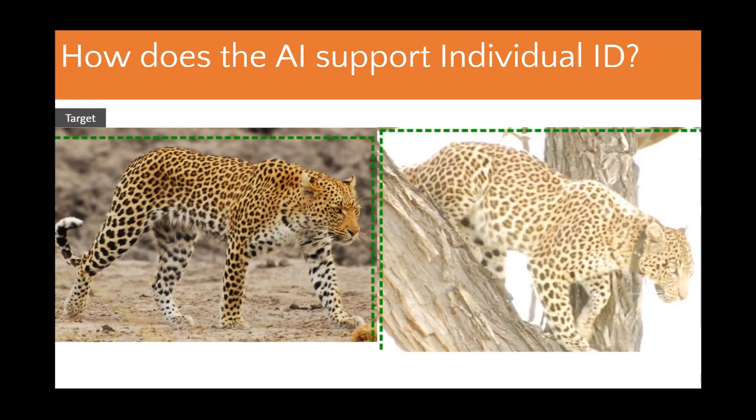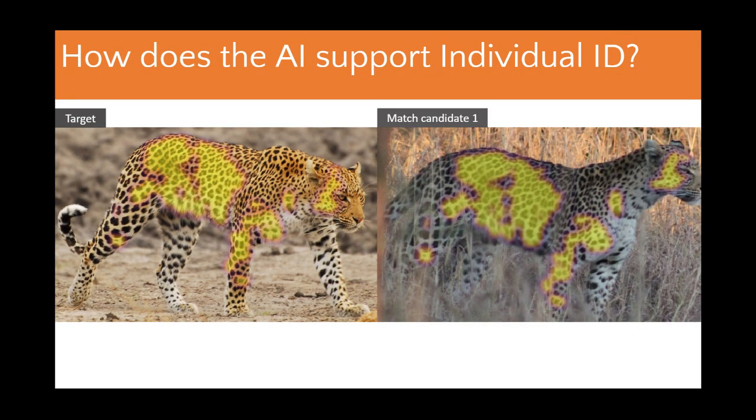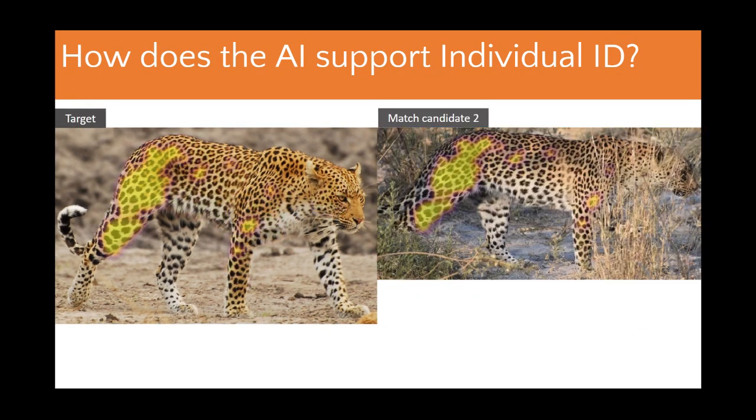Then it's up to me, the owner of the data, to determine which of the match candidates are actually correct matches, helping to ensure a high level of data integrity. In this case, match candidates 1 and 2 were both correct. This is Tutu.